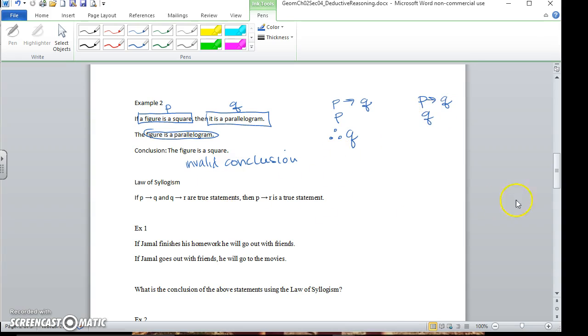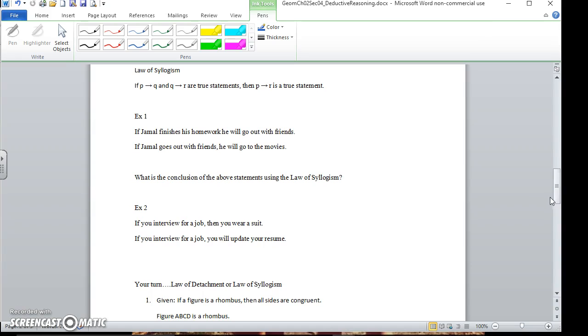All right, law of syllogism. So this is kind of that transitive property you probably looked at in Algebra 1. If P then Q, if Q then R. And so if those are true statements, then P implies R. So P implies Q, Q implies R, then, and if those are true, then P will imply R, and that's a true statement. So let's look at the first example.